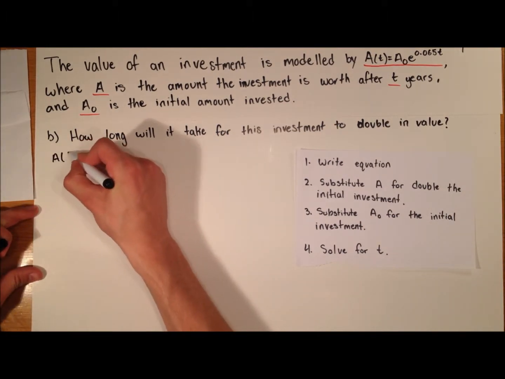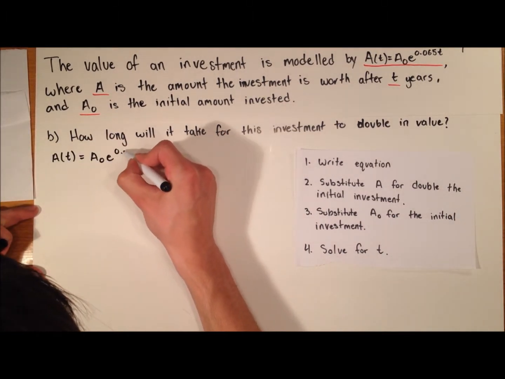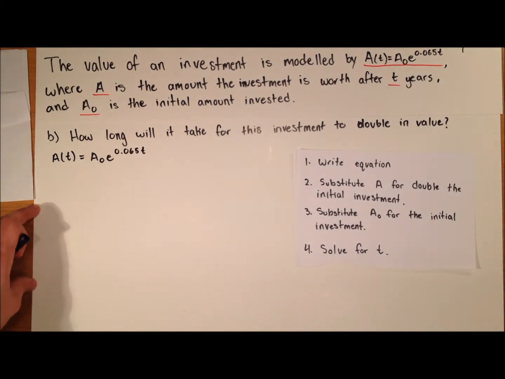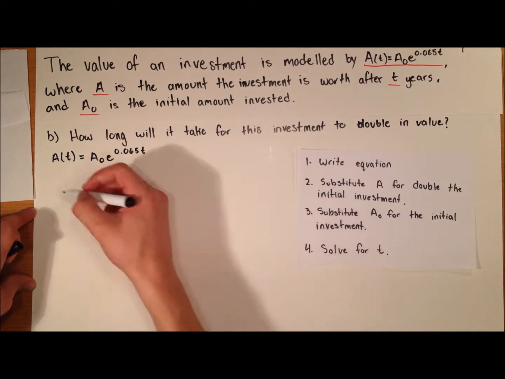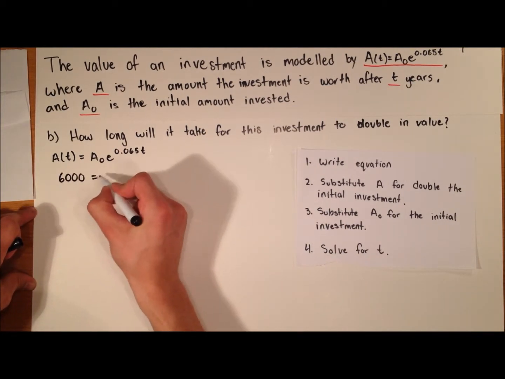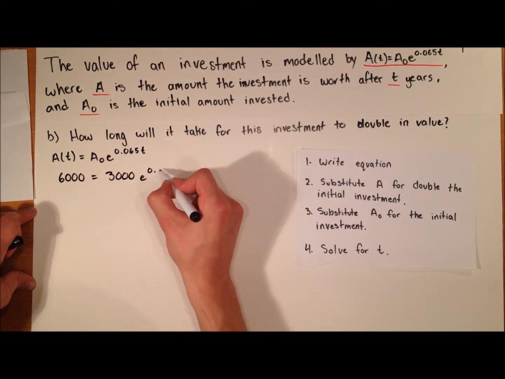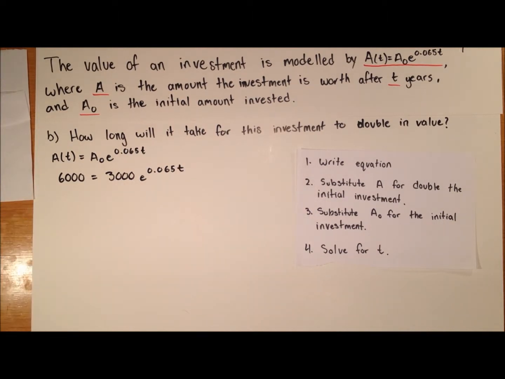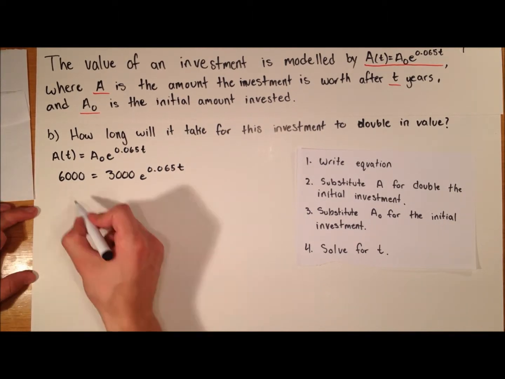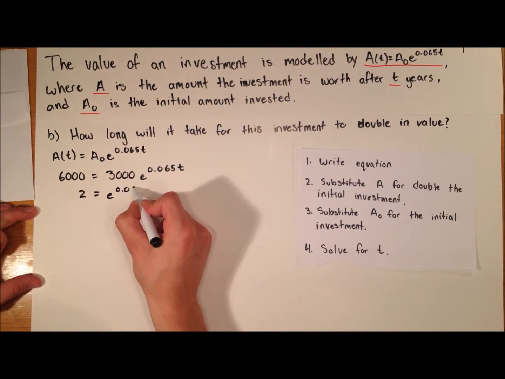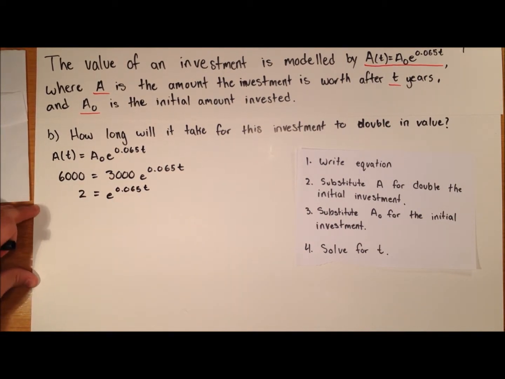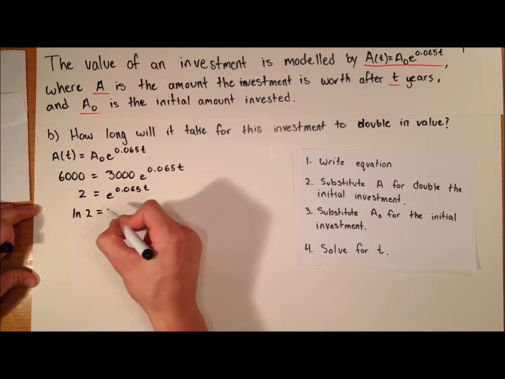This process is different from the first one, because here we're solving for t, whereas in part A, we were given t and asked to solve for A. In this question, we're given A and asked to solve for t. We start off the same way by writing the equation. First, we'll substitute 6,000 for A. We do 6,000 because that's double the initial value, 3,000.